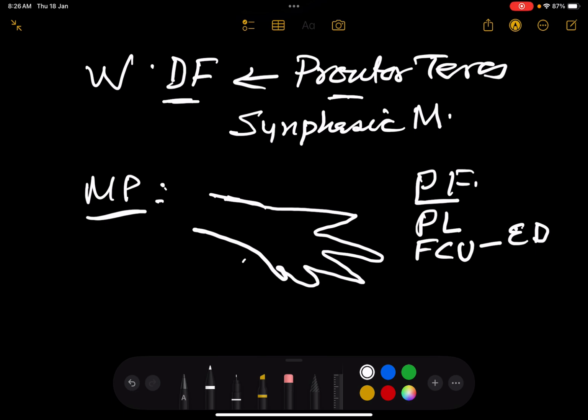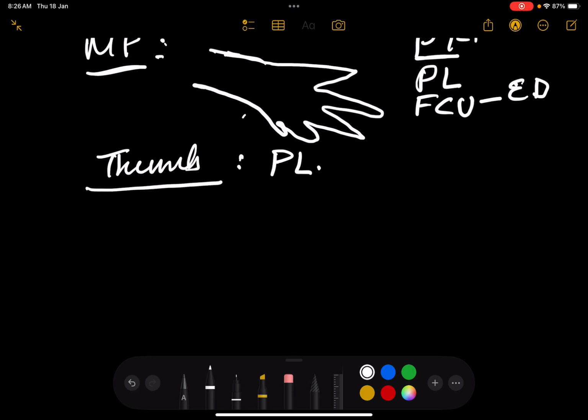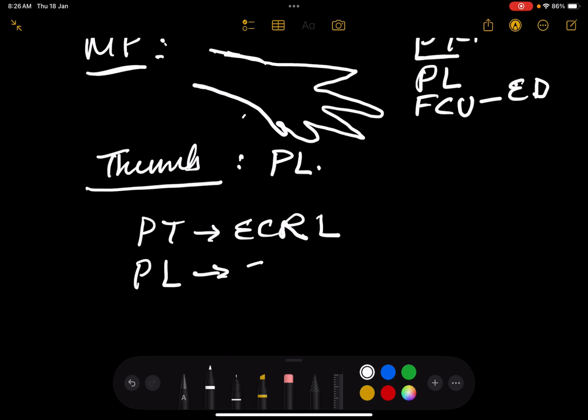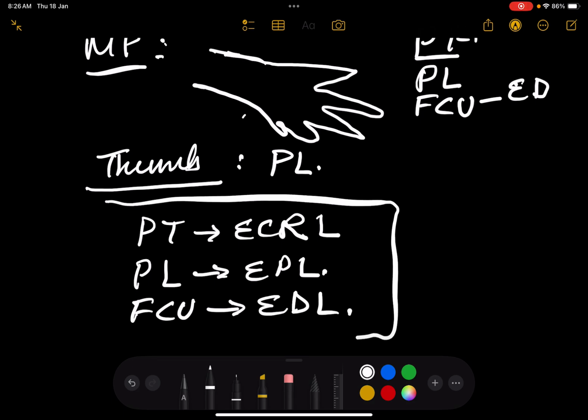Then for the thumb, you use the palmaris longus. So this is the Jones transfer for radial nerve palsy. Pronator teres to extensor carpi radialis longus. Palmaris longus to extensor pollicis longus, and flexor carpi ulnaris to extensor digitorum. This is the Jones transfer for radial nerve palsy.